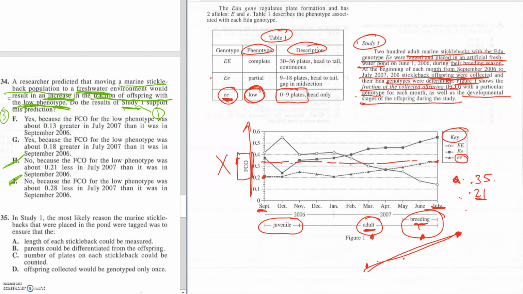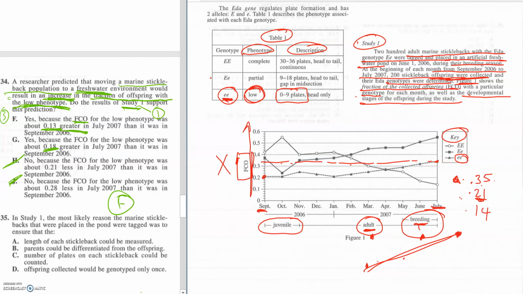F, because the offspring for the low phenotype was about 0.13 greater in July 2007 than it was in September at the beginning, or it was 0.18. Okay, so we're just looking at the numbers. I kind of clocked it at 35 minus 21. It was 21 at the beginning, it ended at 35. So that's about 14. So that's going to be closer to F.